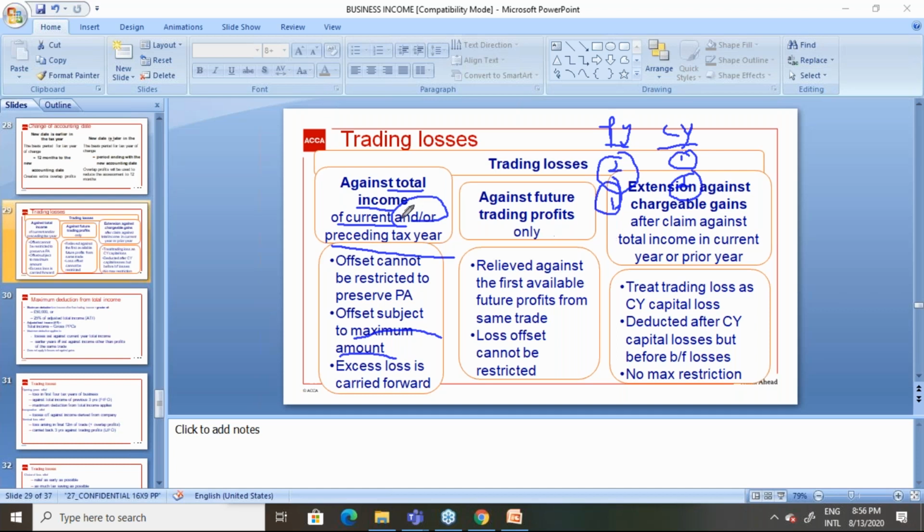Now, along with this relief, there is another relief extended. That is, you can set off your trading losses not only against your total income, but also against the chargeable gains of the current year and or the previous year.